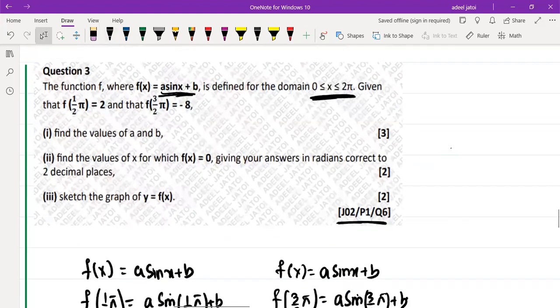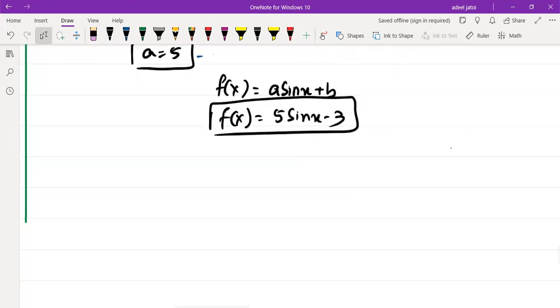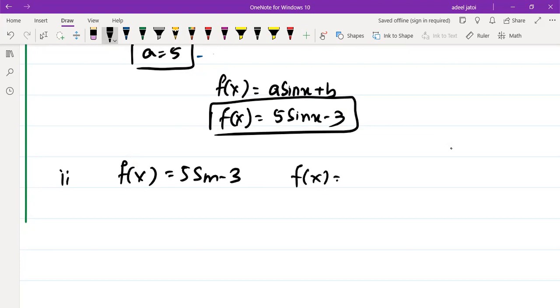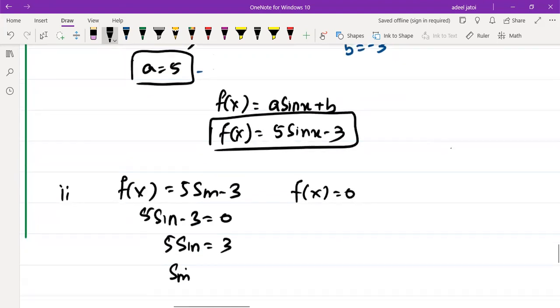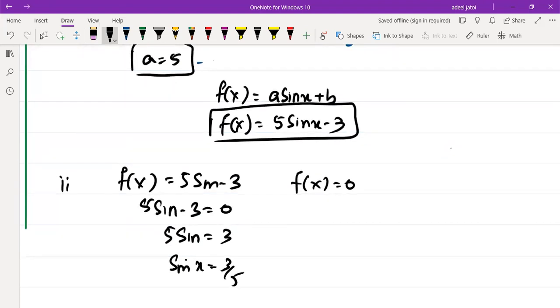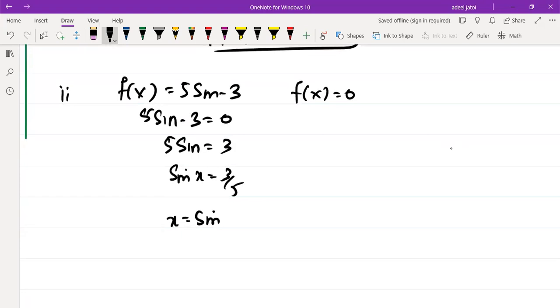The other part says, find the value of x when f(x) is equal to 0, giving your answer in radians correct to 2 decimal places. Now, this is part 2: f(x) is 5 sin x minus 3, and the question says f(x) is equal to 0. So 5 sin x minus 3 is equal to 0, 5 sin x is equal to 3, sin x should be 3 upon 5.